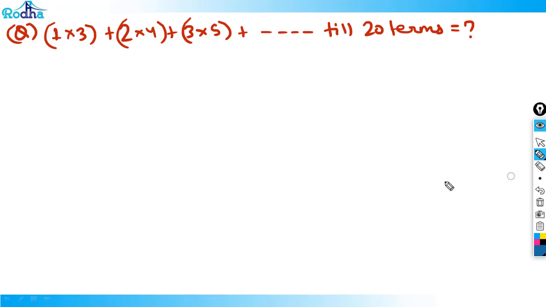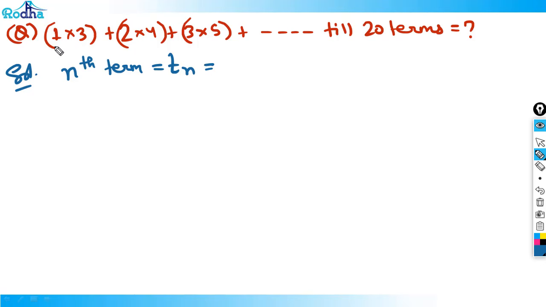So what is the basic funda? Once you are solving this kind of question, where you're adding the value till 20 terms, first I'll calculate the nth term for this. What is the nth term? The nth term is written as Tn. Can you observe this nth term here?